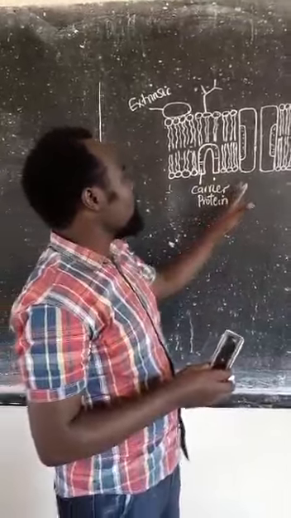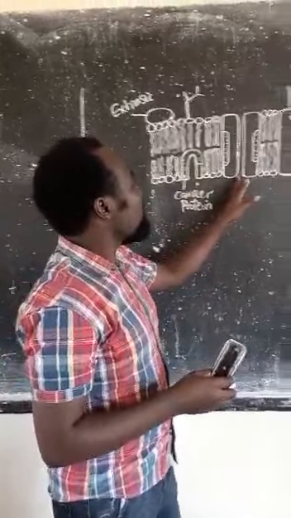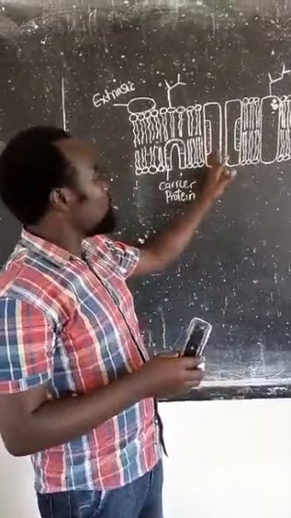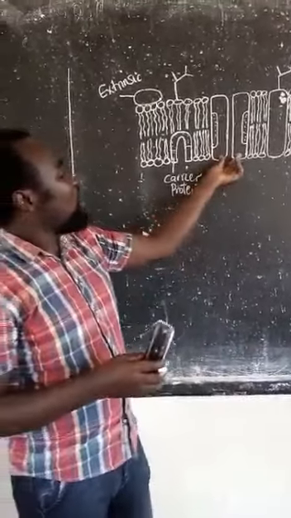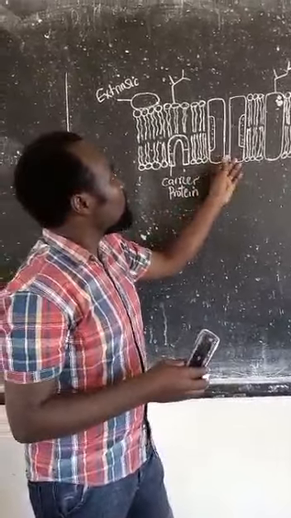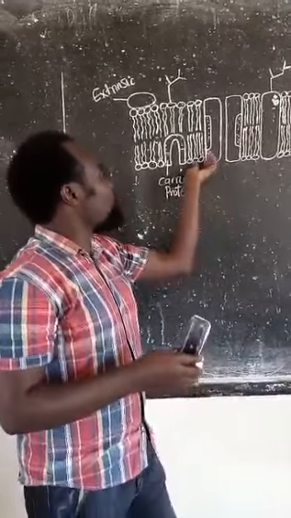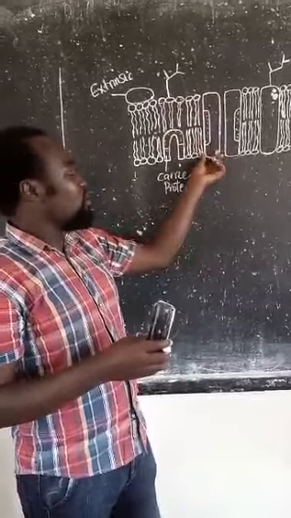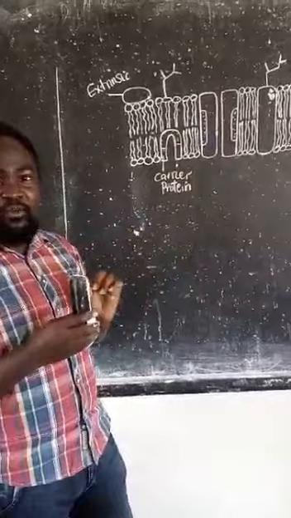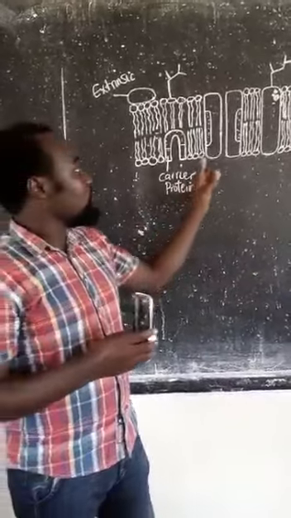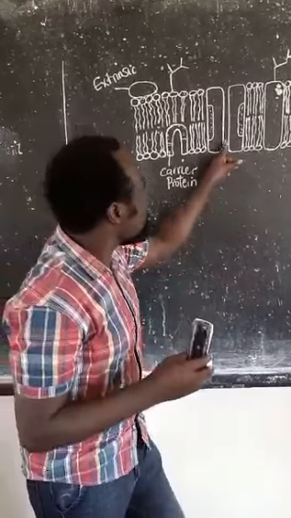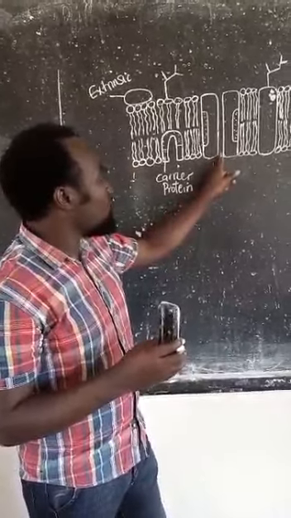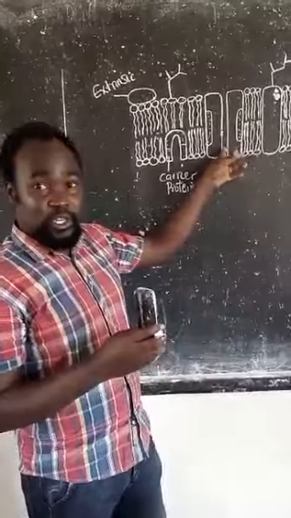Then we have other proteins that span across the bilayer. And because they move from one layer to another layer, they are called transmembrane proteins. But if we critically observe, we can see that here these proteins have a pore, and because of this pore, they are called channel proteins.